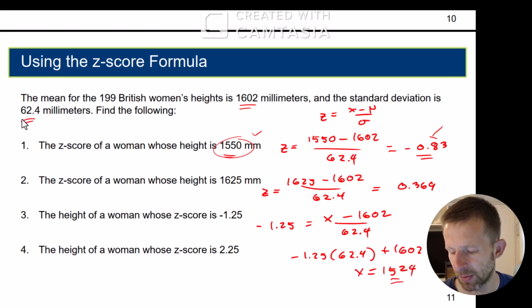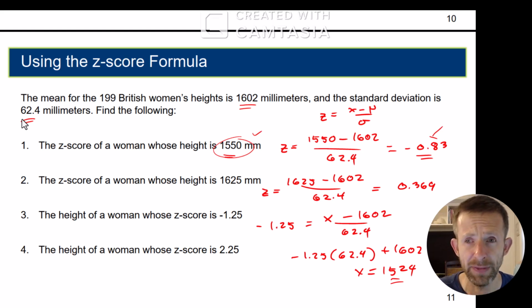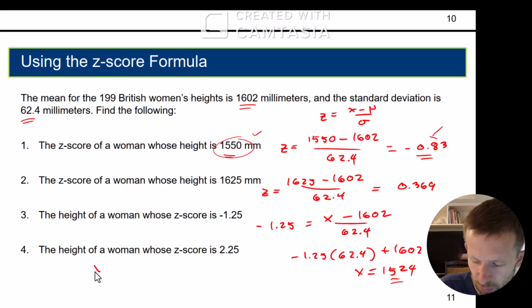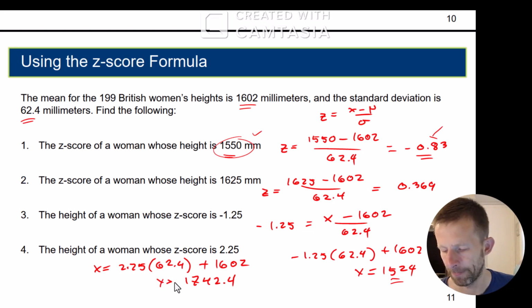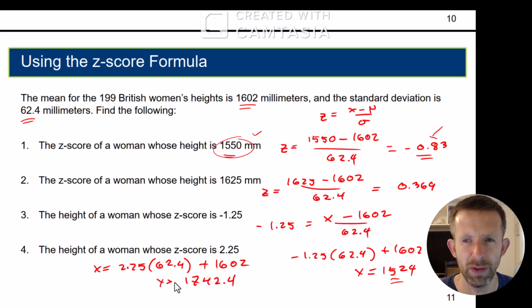The height of a woman whose z-score is 2.25, so this woman is 2.25 standard deviations to the right of the mean. And that will be 1742.4. That's the height of the woman. So take the mean, add 2.25 standard deviations to it, and that's it.